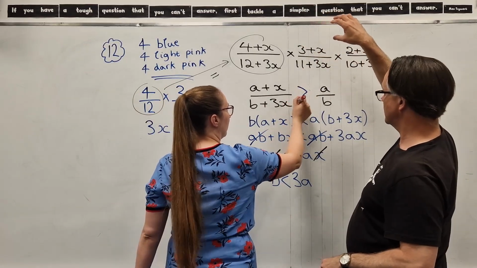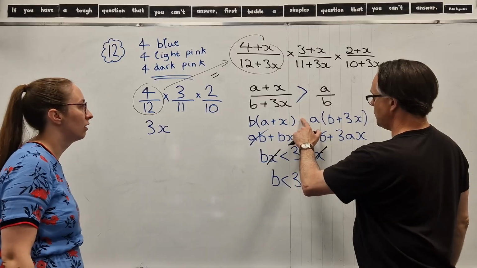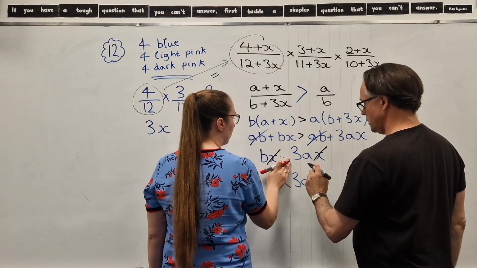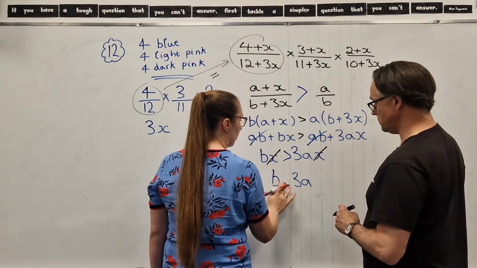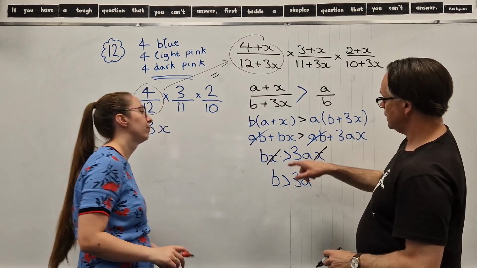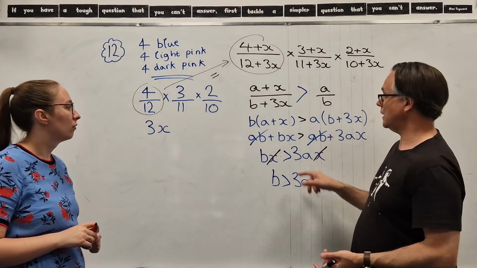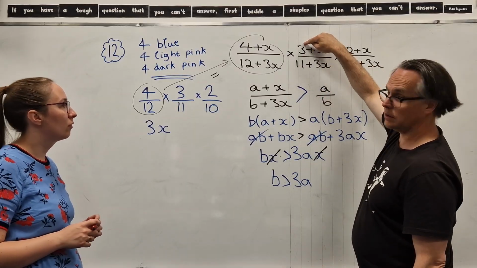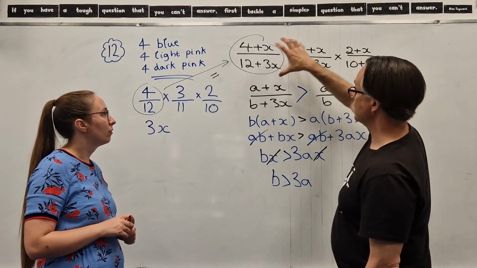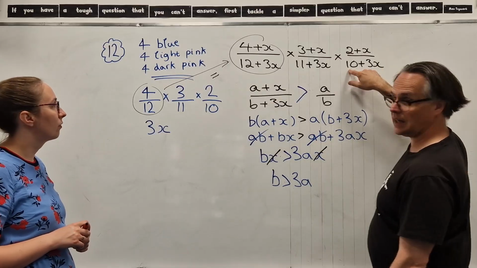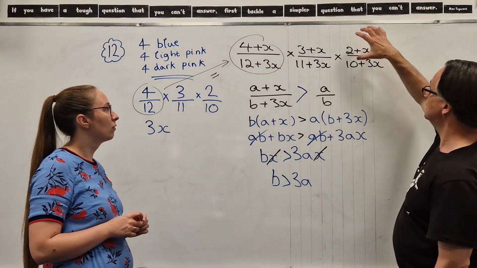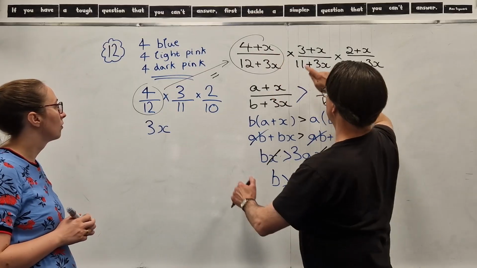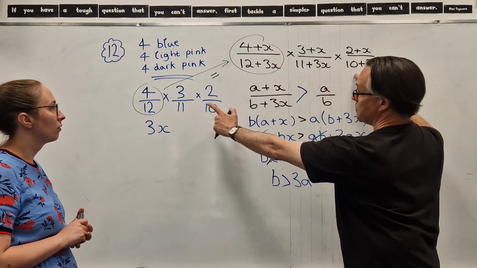I hope this is clear. So it should be that way around. It might have been better if we'd written it this way around the whole time, because this is basically the truth most of the time. So if b is greater than 3a, then this fraction is bigger than this one. 11 is bigger than 3 times 3, so this fraction is bigger than this one. 10 is bigger than 3 times 2, so this fraction is bigger than this fraction. So those are the same, that's bigger than that, that's bigger than that.